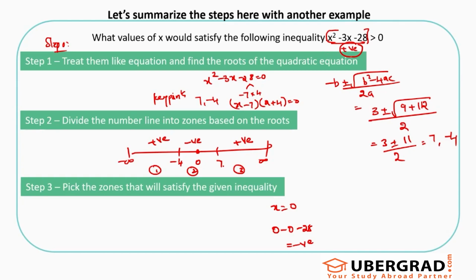So what values of x would satisfy that? From minus infinity to minus 4. Again, this is just greater than, not equals to. So that means this point should not be accepted, because if I substitute minus 4 here, it will give me 0. 0 is not greater than 0, so I can't accept it. So it is a circular bracket. Union, that is this as well as 7 to infinity. Right, so this is the answer for it.